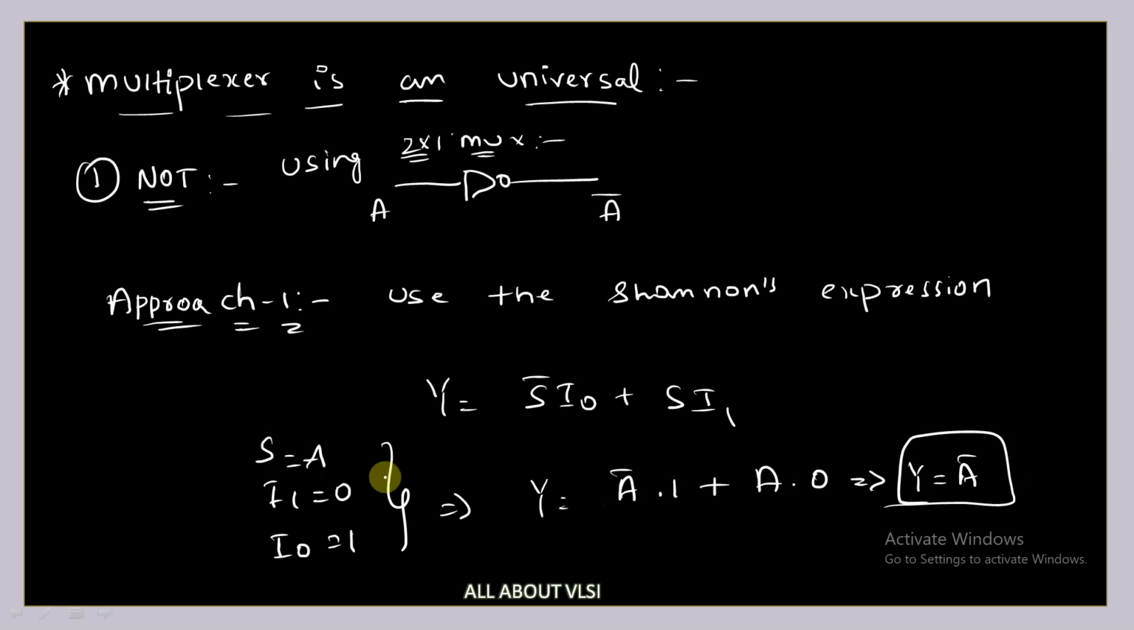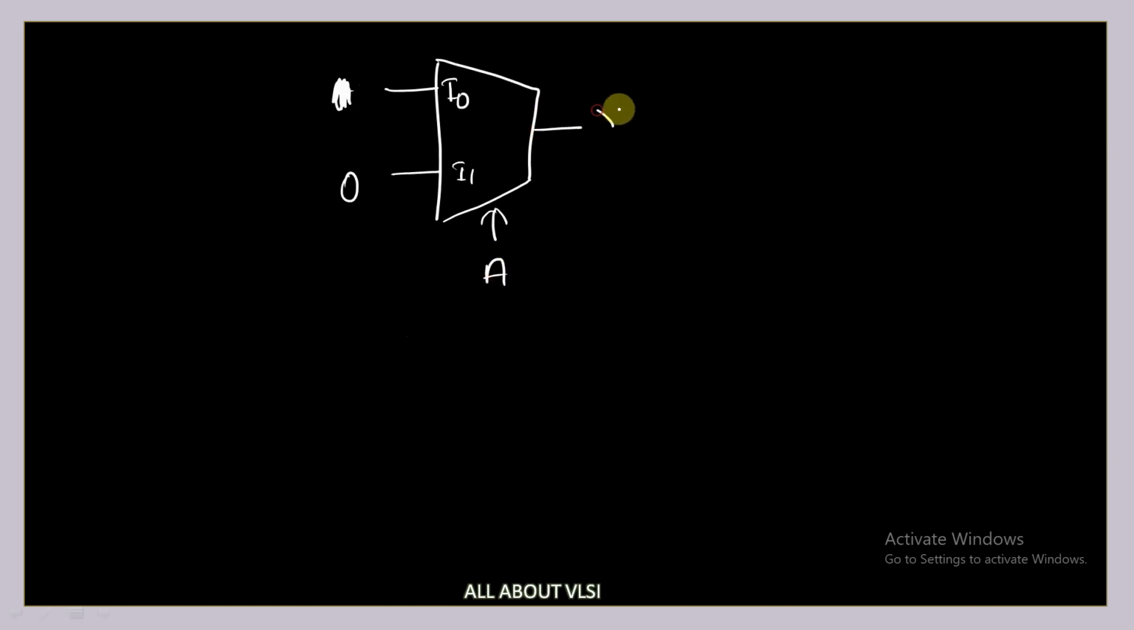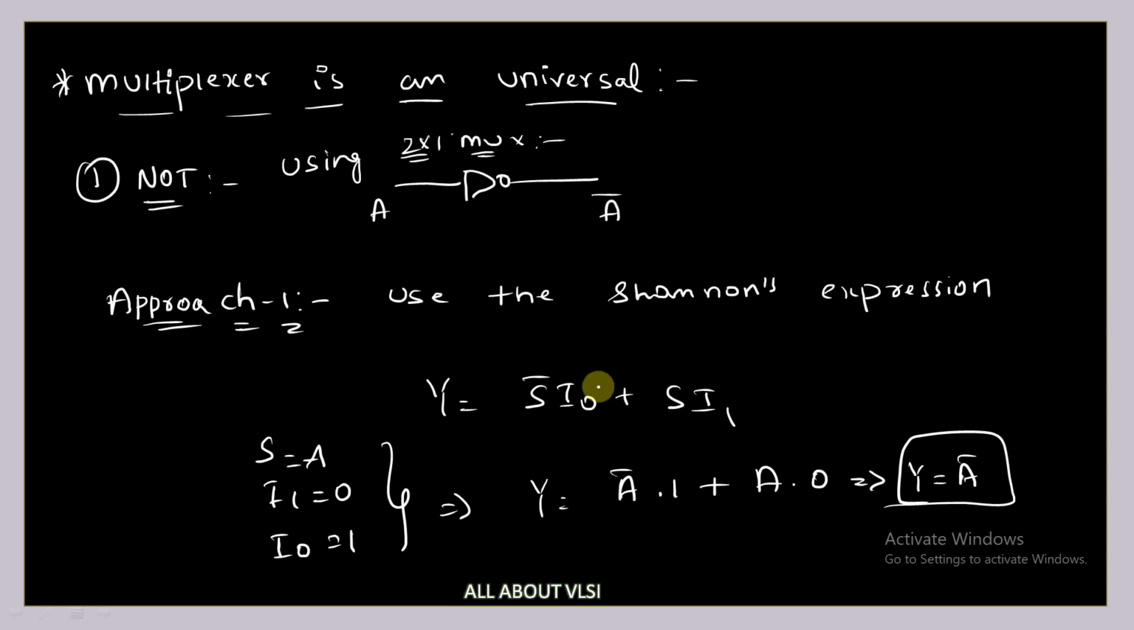So if I substitute s equal to A, with I1 equal to 0 and I0 equal to 1, I can draw the multiplexer like this. This is my mux, this is I0, this is I1, and this is my select line. Here I am providing 1 to I0, 0 to I1, and A to the select line. So this is y equal to A bar. This is how we can design the NOT gate using a 2 cross 1 mux with approach one.